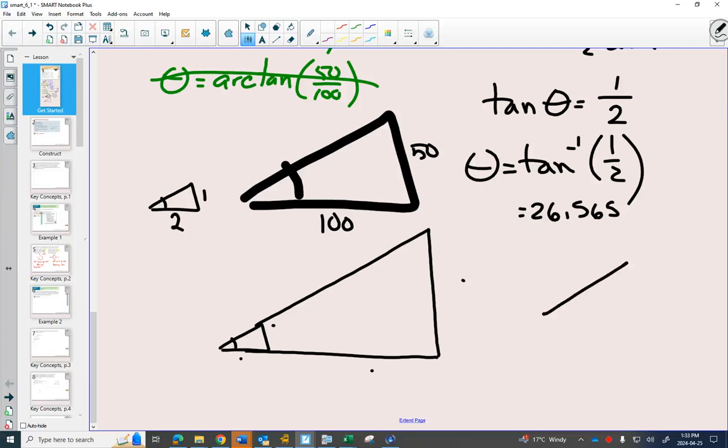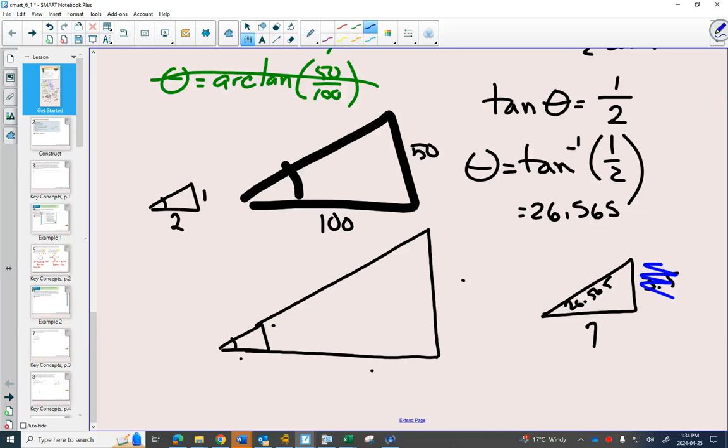So I could do this. I could give you this is 26.565, and I could say this is 7. And you could tell me how long this side must be. What do you think? 3.5.